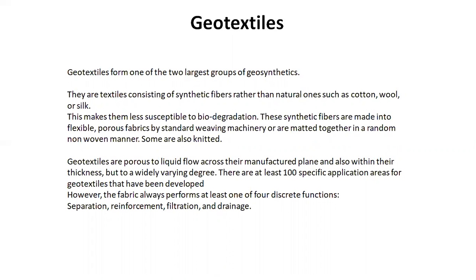Geotextiles form one of the two largest groups of geosynthetics. They are textiles consisting of synthetic fiber rather than natural ones such as cotton, wool, or silk. This makes them less susceptible to biodegradation. These synthetic fibers are made into flexible porous fabric by standard weaving machinery or matted together in random non-woven manners. Some are also knitted.